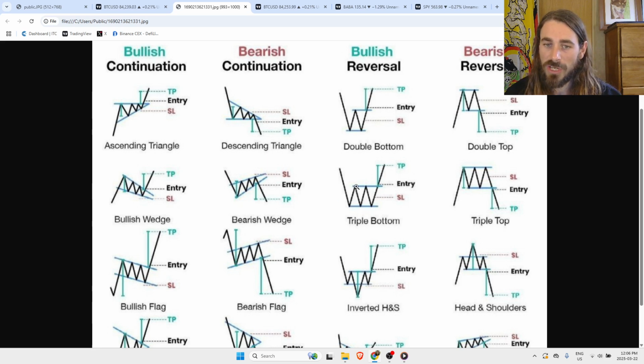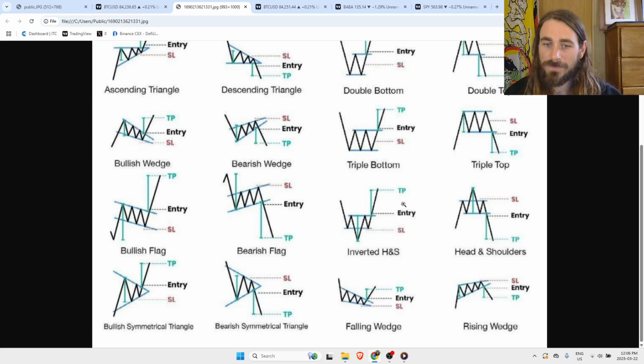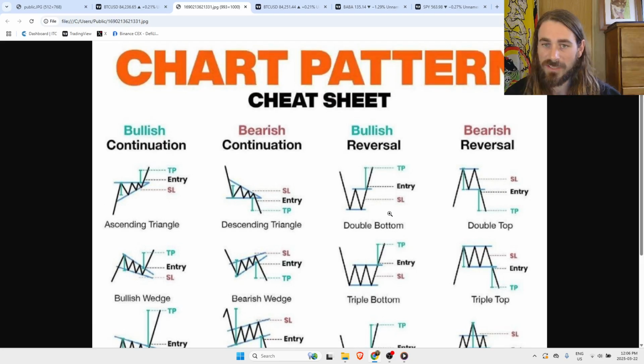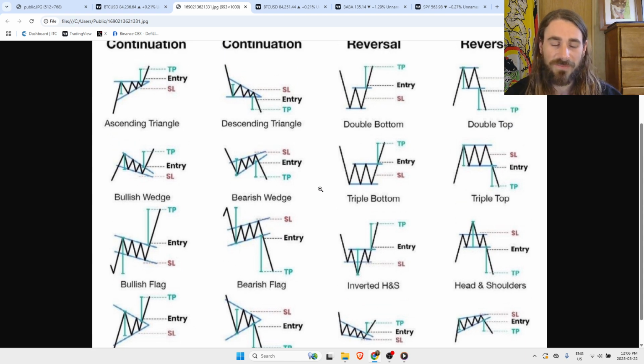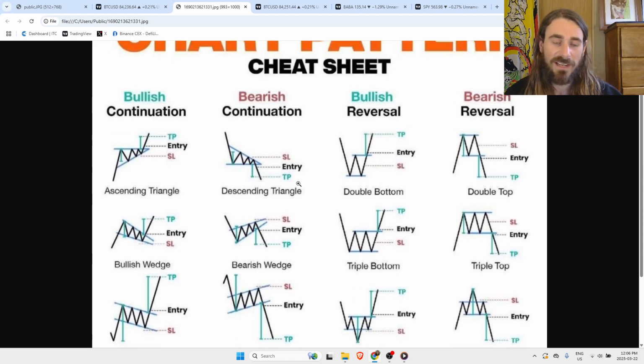Same thing, we've got the triple bottom like the double bottom, but just three tags of those lows, and a triple top. Then we've got our inverted head and shoulders, and we've got a head and shoulders move. So the inverted being the bullish reversal move, and the head and shoulders being the bearish reversal move. And then falling versus rising wedges. So we're going to get into the charts and take a look at a bunch of different patterns.